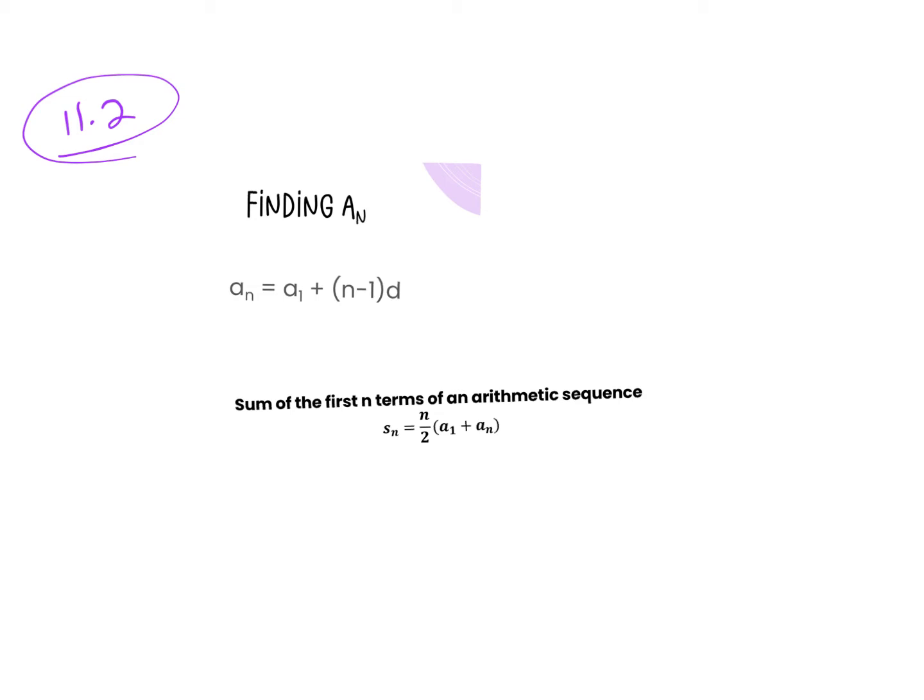The first is how do you find the equation for arithmetic, or A sub n, whatever we want to call it, right? Which is A1 plus n minus 1 times d. And then the sum of the first n terms of an arithmetic sequence, which is n over 2, or the number of terms, over 2 times the first term in the series plus the last term in the series.